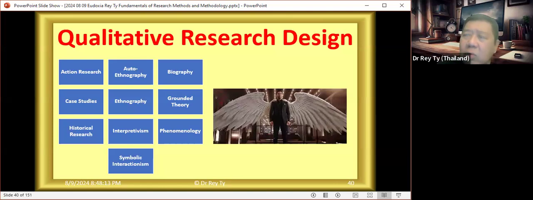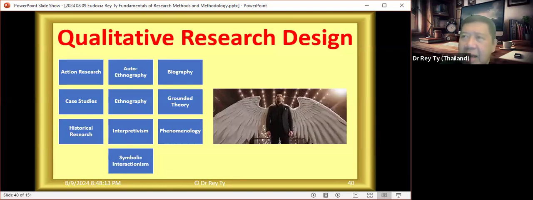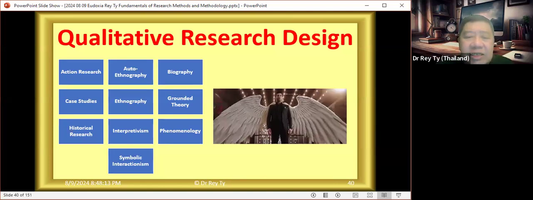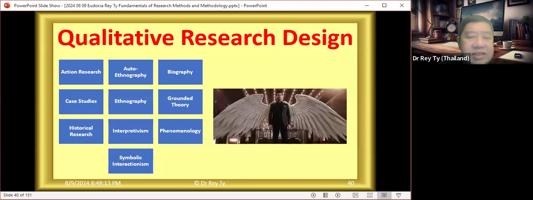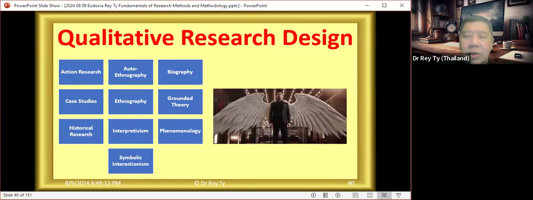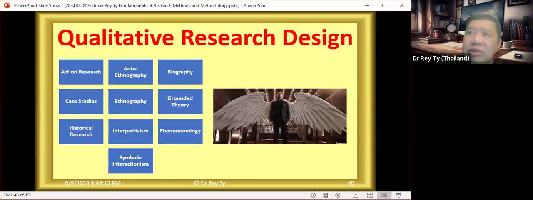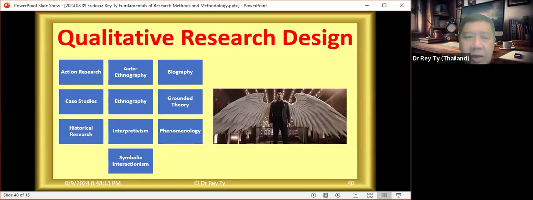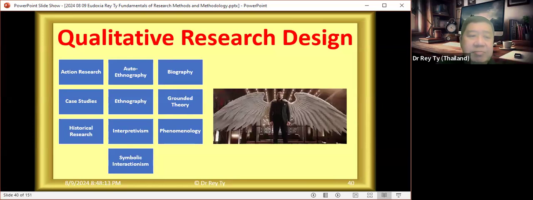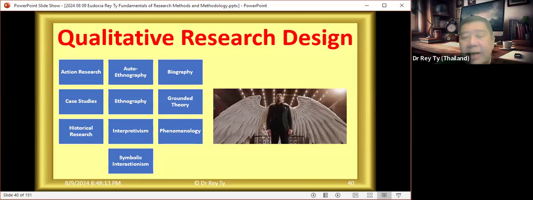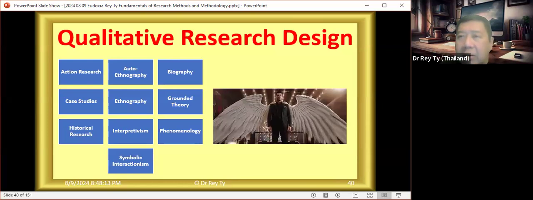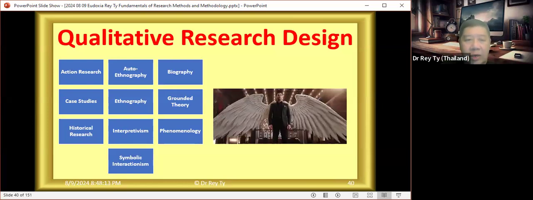Phenomenology is what they call you bracket reality, and you look at the essence of the lived experiences of people. So this is highly subjective. So it's not true that social science research are all objective. Many of these are subjective. Many of these. Okay. And symbolic interactionism is how people in general interact with one another.